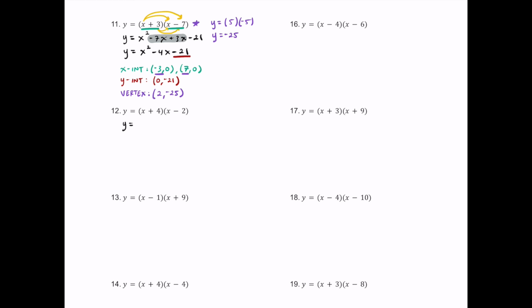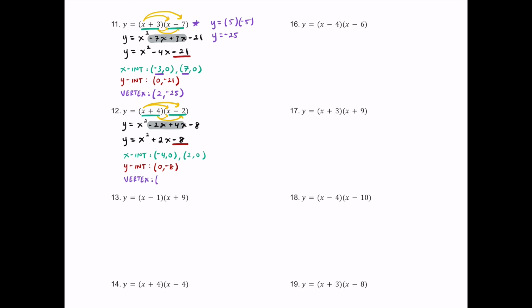Here's number 12. Combining like terms, our trinomial will be y is equal to x squared plus 2x and then -8. There's our trinomial. And we'll see if we can find the intercepts here. From these two binomials, we have (-4, 0) and (2, 0). For the y-intercept, that's this number here. So when x is 0, we'll find out y is -8.